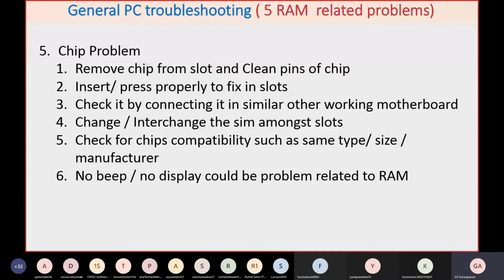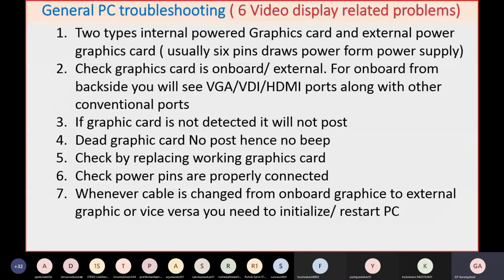It will be a RAM problem if you get one long beep and two short beeps, and if it goes on continuously, then definitely that is a RAM problem. Then let's come to the next problem that you have to diagnose. So obviously this is the sixth problem.